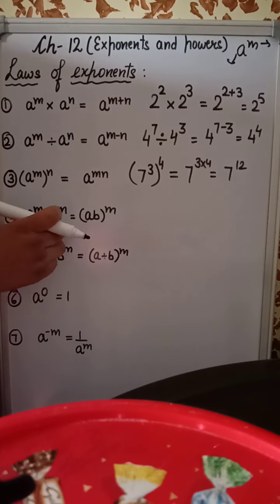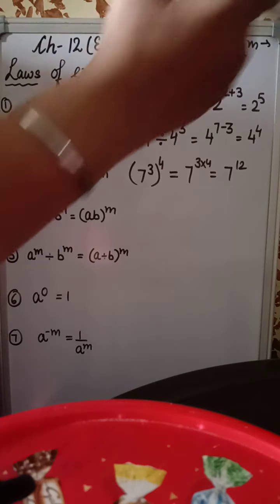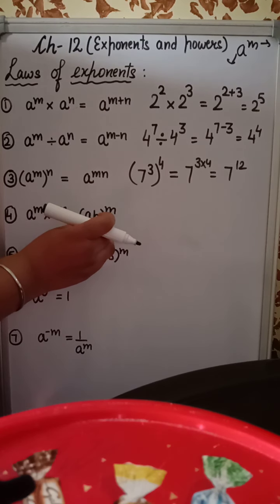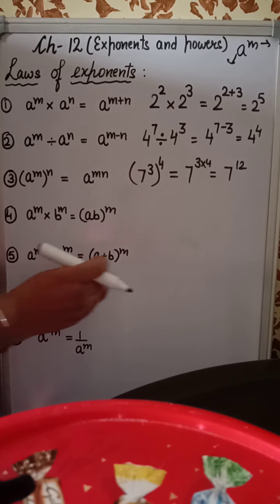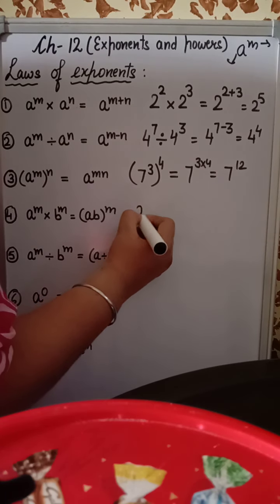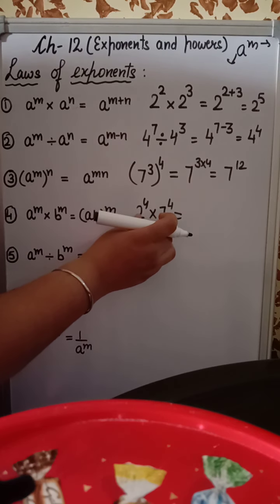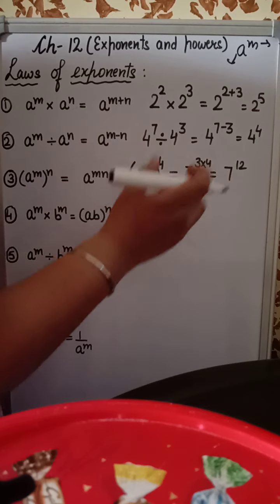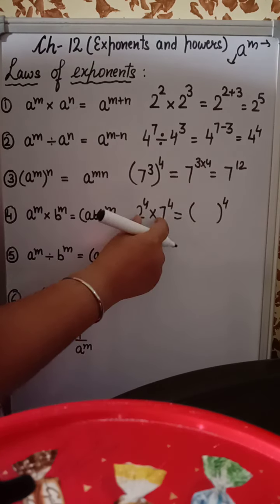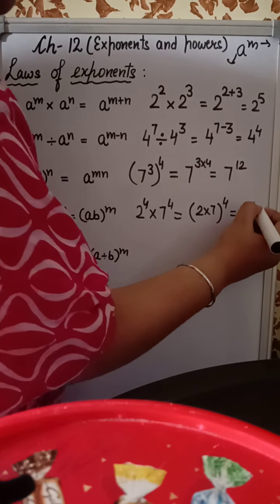Now next, here the bases are different but the powers are same. If bases are different but the power is same, we'll take the power common, means we'll take it outside the bracket, power को bracket के बाहर लिख देंगे, and in between if multiplication is there, numbers multiply हो जाएंगे, if division is there, numbers divide हो जाएंगे. For example, 2 raised to power 4 into 7 raised to power 4. Bases are different but powers are same, तो power को हम बाहर ले लेंगे, in between 2 into 7, that is 14 raised to power 4.